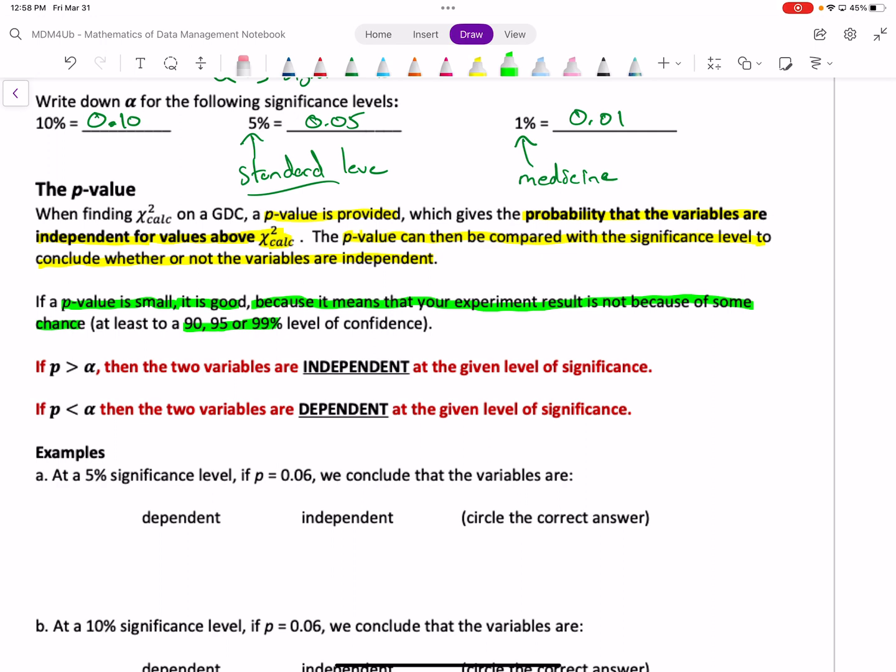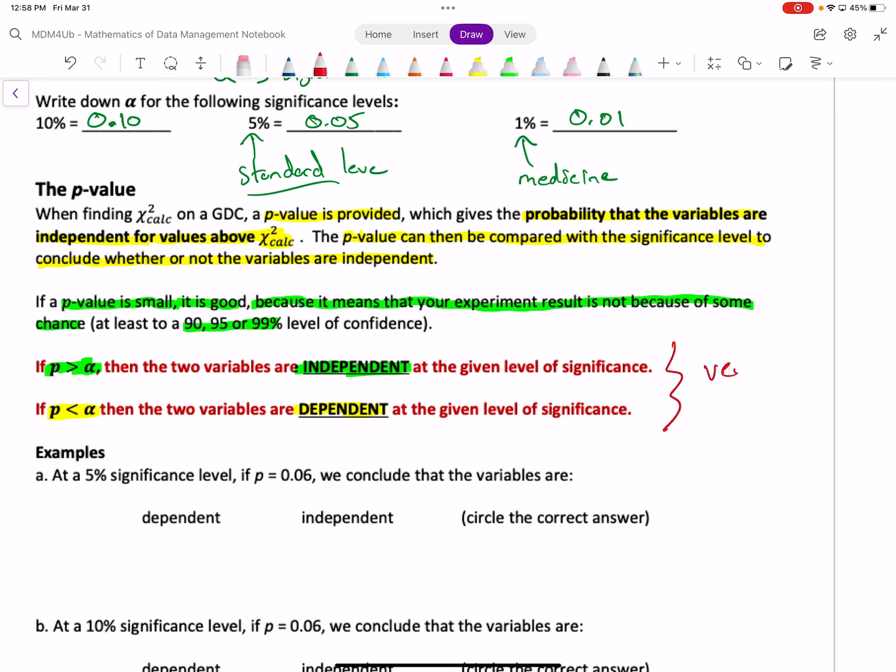So we take whatever our p-value is. If p is greater than alpha, so the probability that they're independent is greater than the significance level, we say those things are independent. Conversely, if p is less than alpha, i.e. p has to be pretty small, I would say that the two variables are dependent on each other. This little part here, very important.